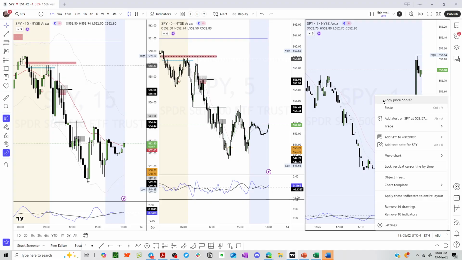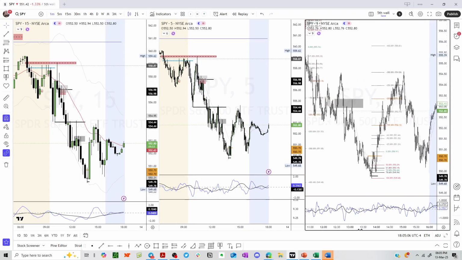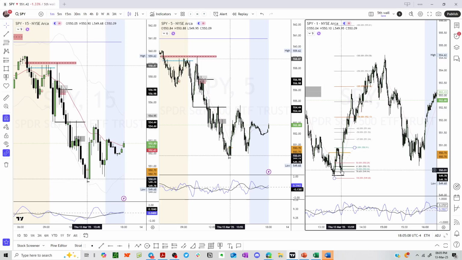Anyway, I don't know why I copy prices now. But yeah, this is the PM trade. Does this count as your 2 o'clock silver bullet? It's technically a second stage. This would be turtle soup. Run on stops.